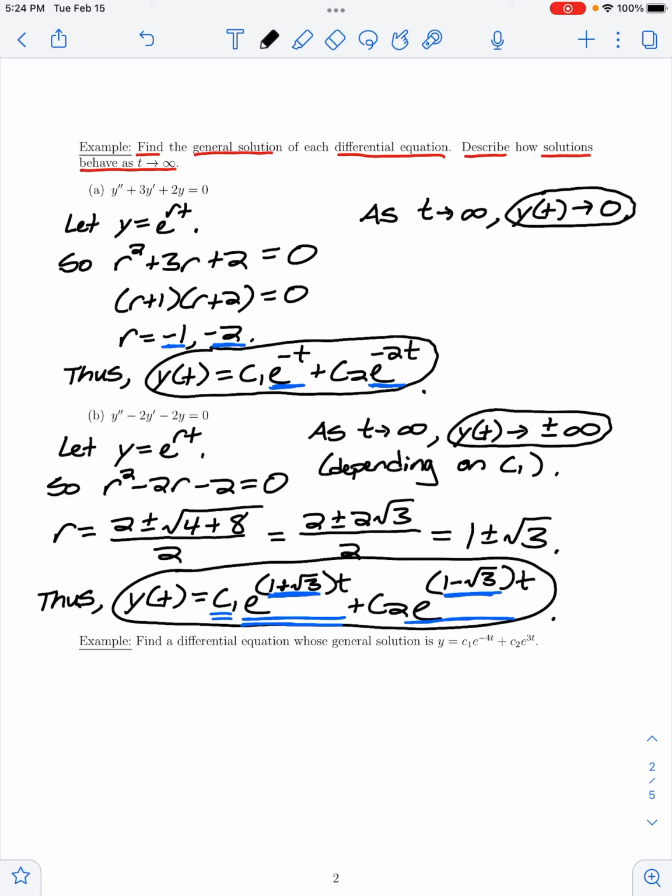So what we've seen in these first couple of examples is that the sign of our roots, R1 and R2, will determine the long-term behavior of the solutions. In particular, if both of our roots are negative, our solution will approach 0 because we have exponential decay of both terms. Whereas if one of our roots is positive, then we have exponential growth without bound, and our solutions will approach positive or negative infinity depending on the sign of the constant in front of that exponential growth term.